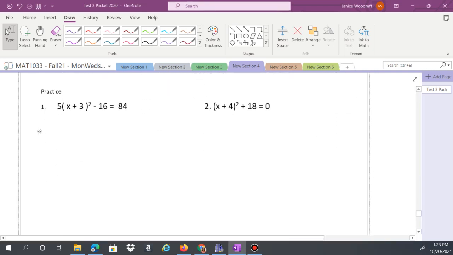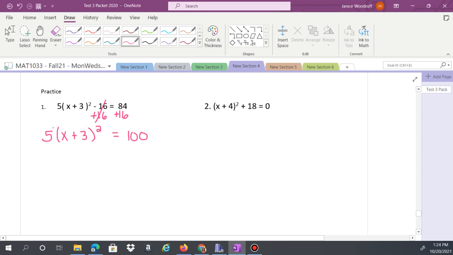Okay, so for number 1, we have to isolate the squared term first. So I'm going to start with adding 16 to both sides. 84 plus 16 is going to give me 100. So I'm going to have 5 times x plus 3 squared equals 100. Now, a lot of you went either straight into square root or you tried to distribute this 5. You cannot take the square root until this is isolated. This is not isolated because of the 5 in front of it.